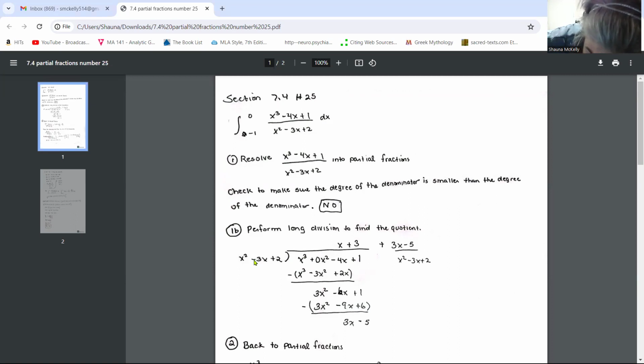So x times x squared is x cubed. x times -3x is -3x squared. And x times 2 is 2x. Run the negative through it. I just did it in my head here, but this is -x cubed. These will drop, because this sign, let me annotate on the screen, will change to negative, so they'll drop out.